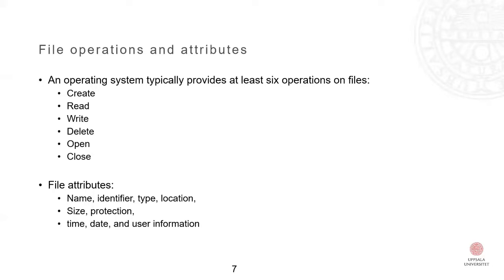And for each file, there are several attributes that an operating system has to store and keep track of. For example, its name, identifier, what kind of type it is, where is its actual physical location, how much is its size, and how it is protected, who can write to it, who cannot, and what time it was created, modified, and which date, and the user information.